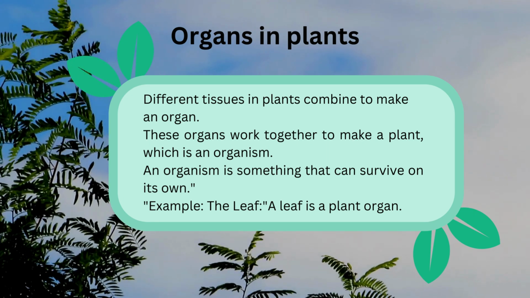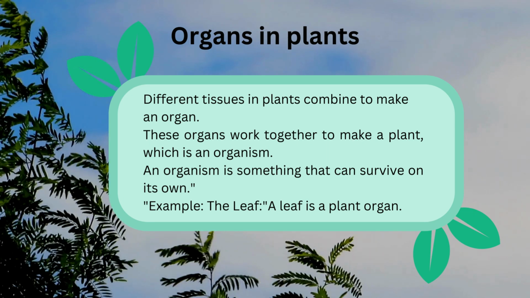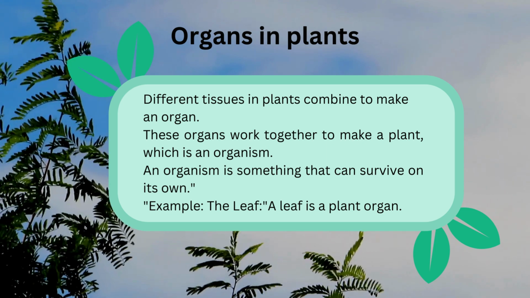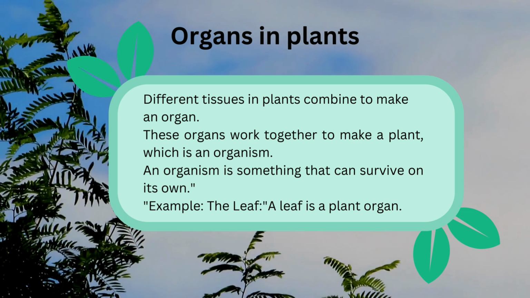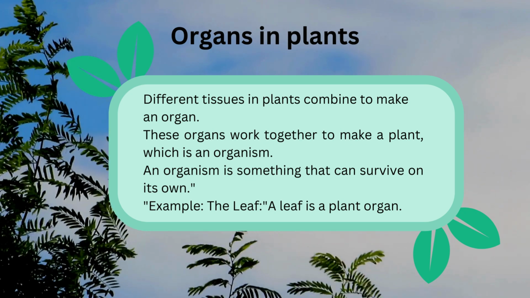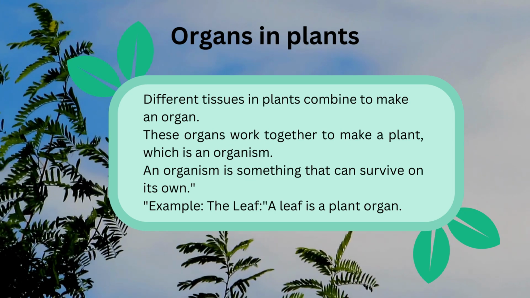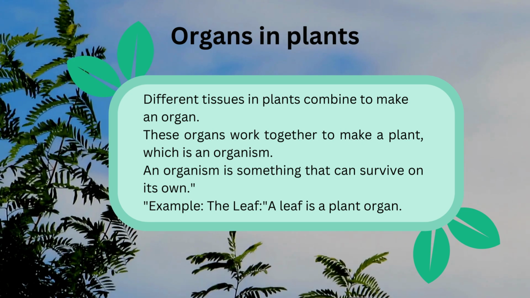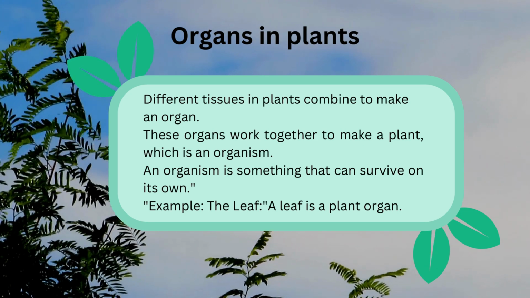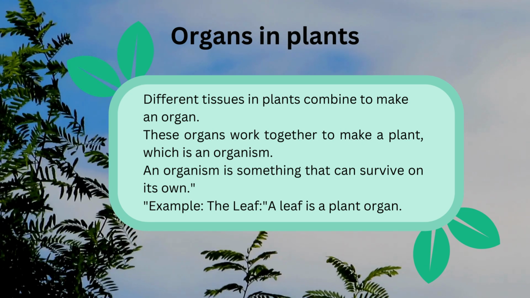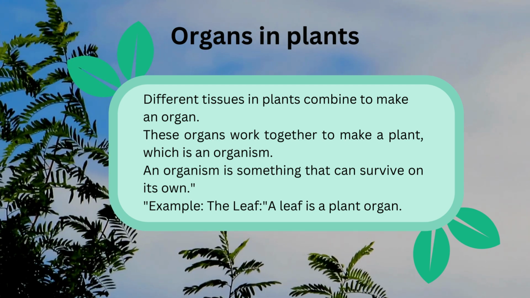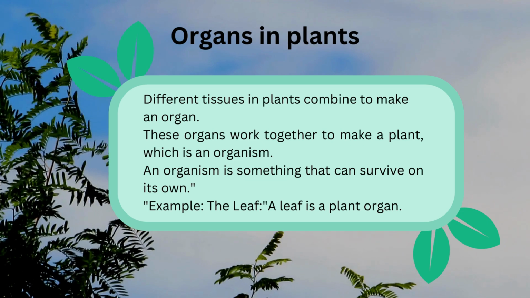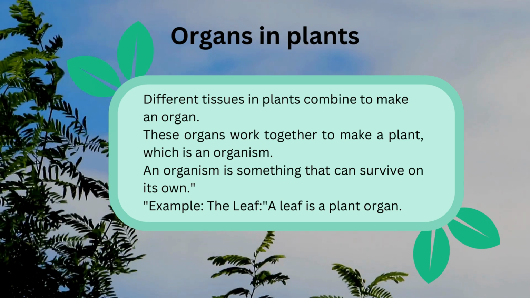For example, a leaf is a plant organ. Dear students, just like our bodies have different tissues and organs that work together, plants also have tissues and organs. For example, our heart is an organ, and what is the function of the heart? It pumps the blood throughout the body. Similarly, a leaf is also a plant organ. Its job is to make food for the plant through photosynthesis.